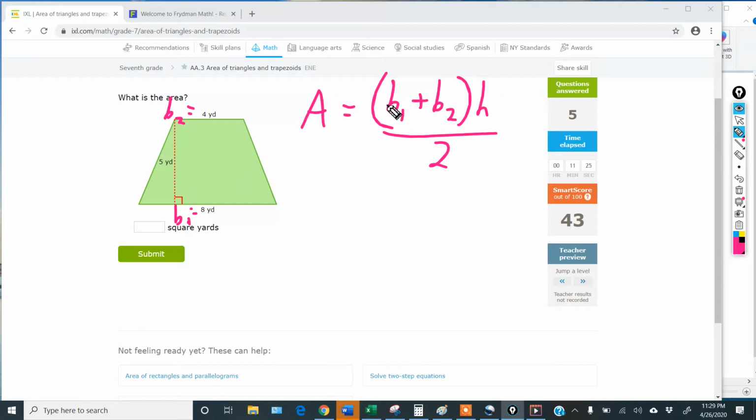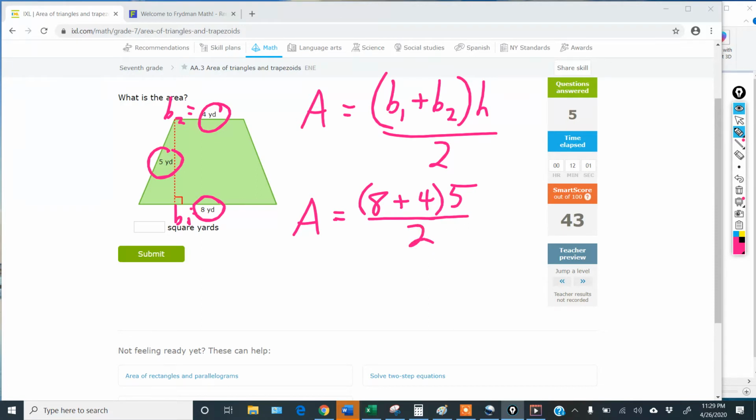Because again, when you add them up, the order that you add in doesn't matter because of the commutative property, which works for addition and also multiplication. So it really doesn't matter which one you call base 1 and base 2 because you're just adding them together. And the height is 5. So we have 8 plus 4. Isn't that what we had for the last one? I think so. Times 5. I forgot to multiply by 5. And then divide by 2.